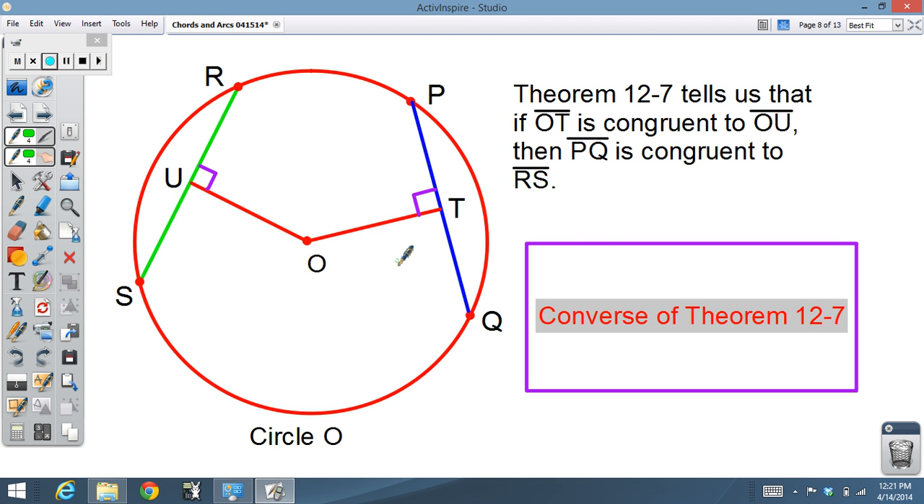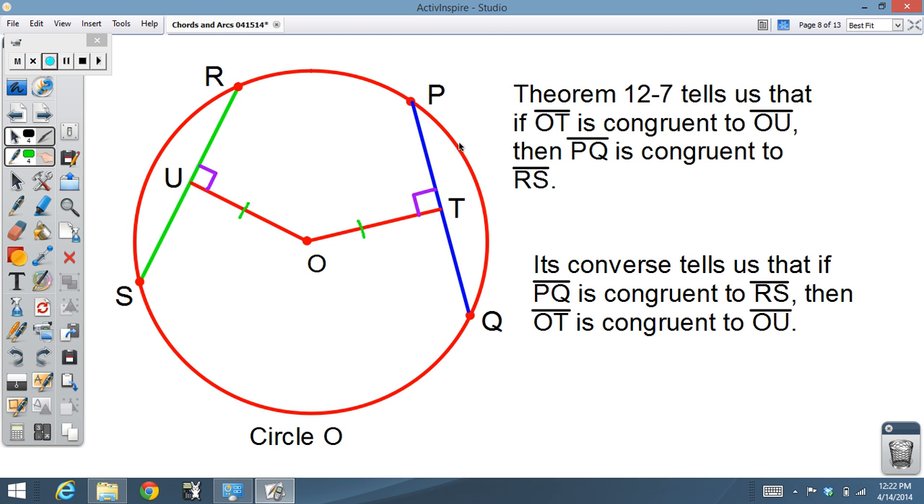In other words, theorem 12.2 says that if we've got the same distance from the center to a pair of chords within a circle or within congruent circles, then those two chords must be congruent. If OT is congruent to OU, then PQ must be congruent to RS. Its converse is also true. If PQ is congruent to RS, then they must be equally distant, or OT is congruent to OU.